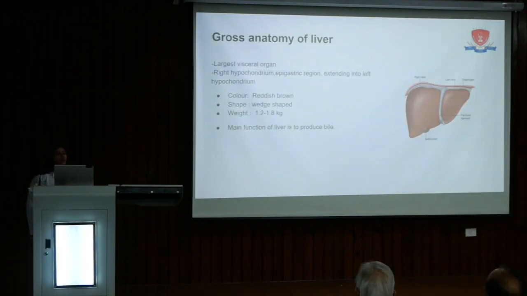Coming on to the gross anatomy of the liver. As we all know, the liver is the largest visceral organ and it is situated in the right hypochondrium and epigastric region, and it slightly extends towards the left hypochondrium. It is reddish brown in color and wedge shaped. Its weight varies from 1.2 to 1.8 kg, and the main function of the liver is to produce bile.